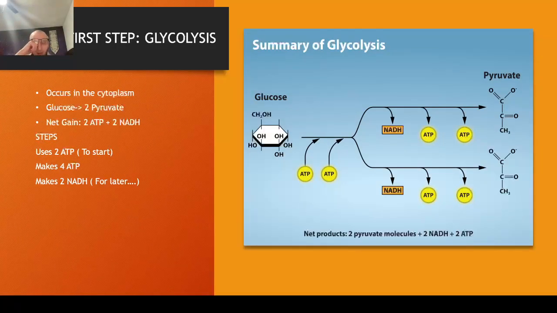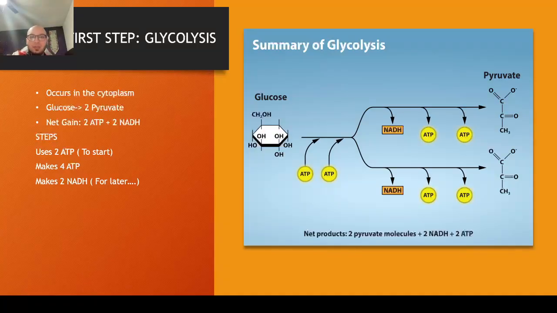So firstly, glycolysis. This takes place in the cytoplasm of the cell, and one glucose molecule turns into two pyruvate molecules. Overall, you'll spend 2 ATP, but you'll be gaining a net of 2 ATP, if that makes sense, because you'll get 4 in the end, so you get a profit of 2 ATP.